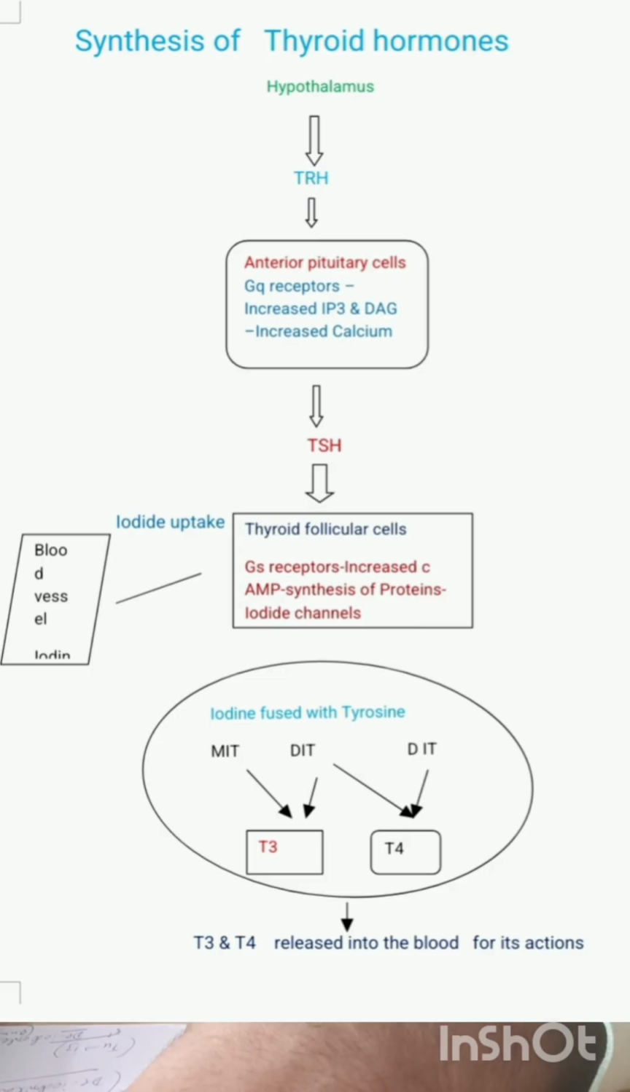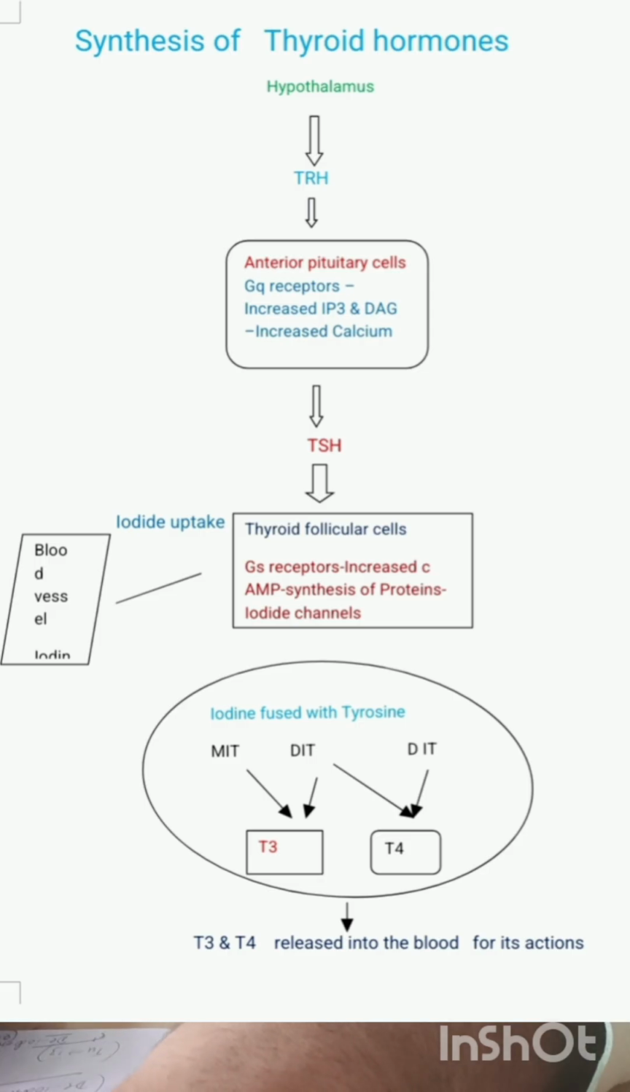When this Gs stimulation increases cyclic AMP levels, it leads to transcription, translation, and finally synthesis of proteins. Mainly two types of proteins are synthesized. One is iodide channels inside the thyroid follicular cells. These iodide channels are helpful for the uptake of iodide present in the bloodstream into the thyroid follicular cells.